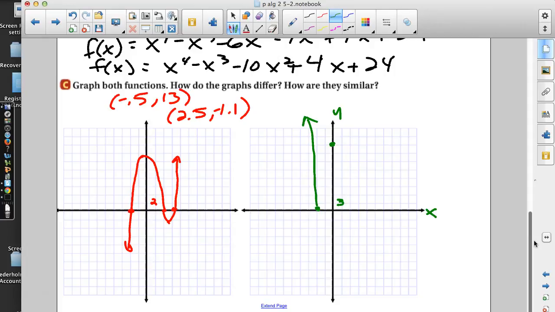Next thing to do would be put those other zeros on there, which were 2 and 3. And then find our little local min over there. So about 2.5, negative 5.1. And we went by 3s.